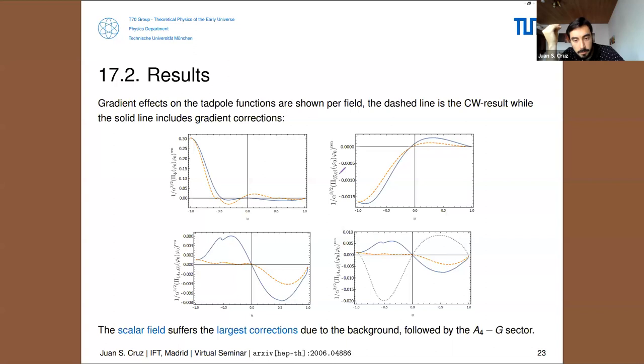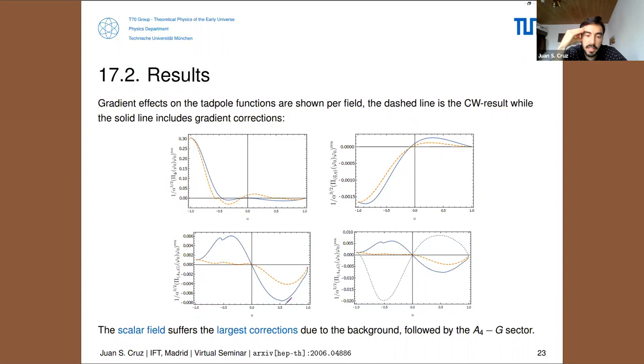Now, here we have the ghosts. Again, notice just the size of it. So yes, the gradients have an impact, but the impact overall of the ghosts on the tadpole is very small. Here we have the interesting sector of the A4, G. Dashed again, no gradients, and blue with the gradients.